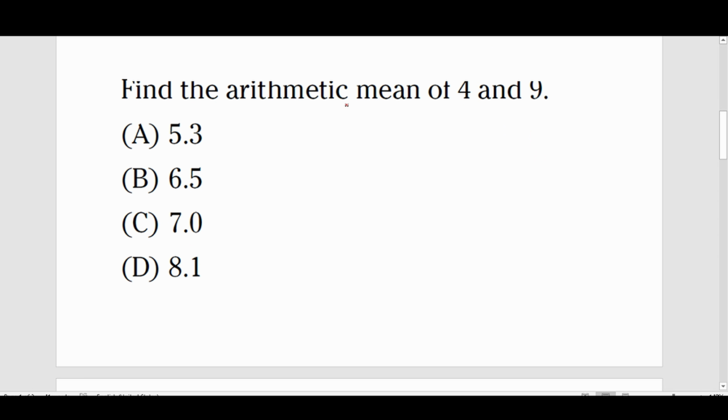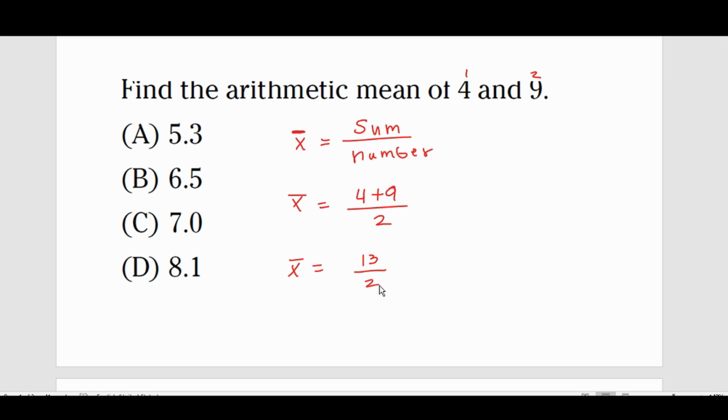Find the arithmetic mean of 4 and 9. Again, the formula is sum over number, and we can represent average as they did in the formula. So in this case, the sum is going to look like this: 4 plus 9. How many numbers are there? There are 2 numbers. So this is going to be over 2. So therefore the average is going to be 4 plus 9 is 13 divided by 2.